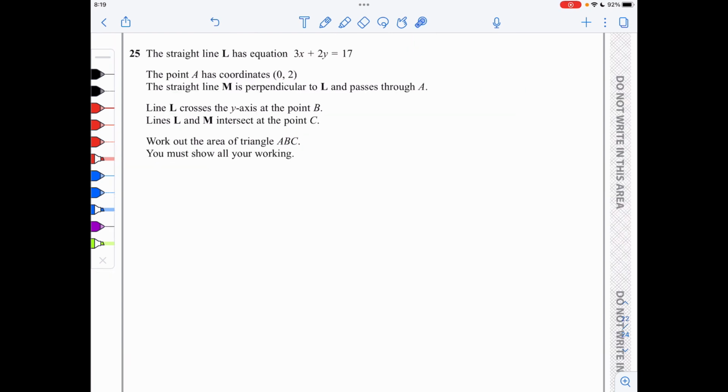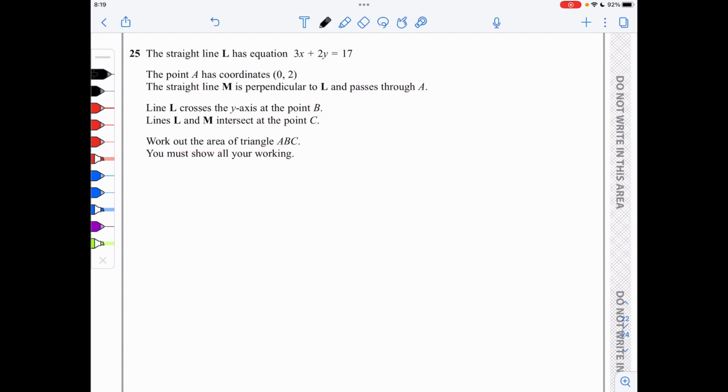In 25, we've got the straight line L with equation 3x plus 2y is 17. We've got the straight line M perpendicular to L passing through point A with coordinates 0, 2. And we've got that L crosses the y-axis at B, and L and M intersect at the point C. We need to work out the area of the triangle ABC. There's quite a lot of work to be done here.